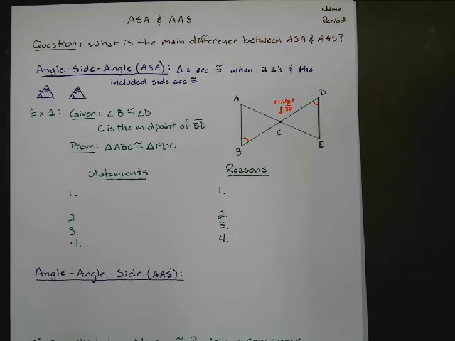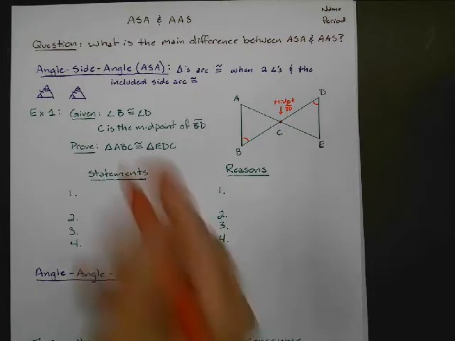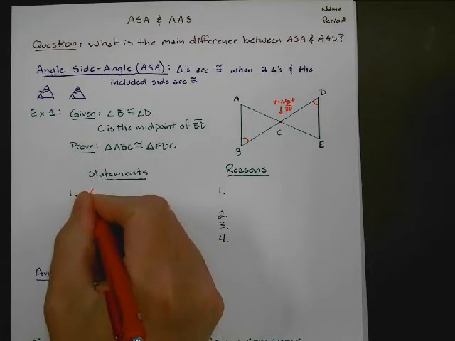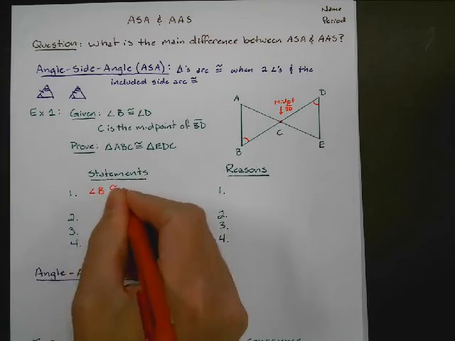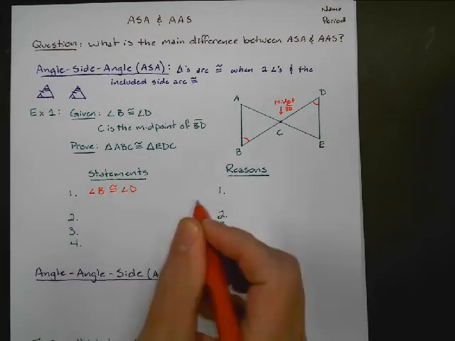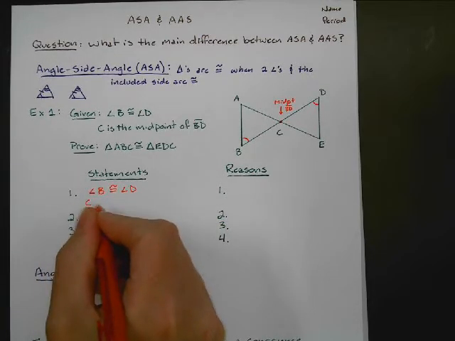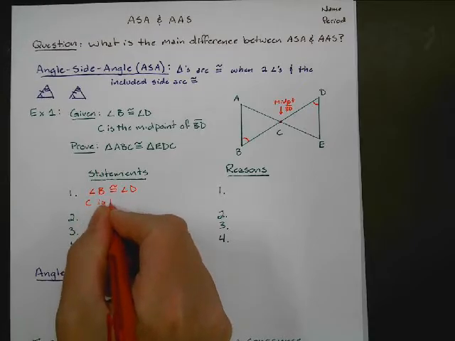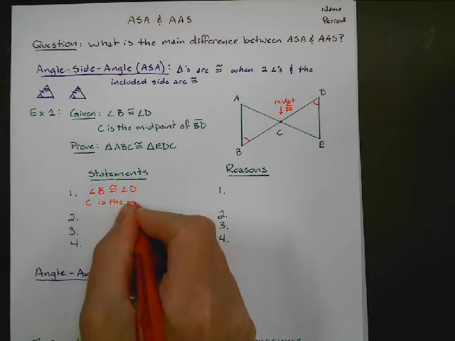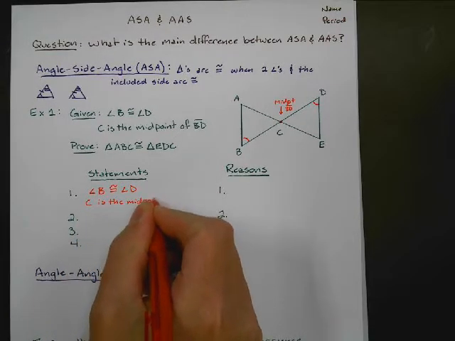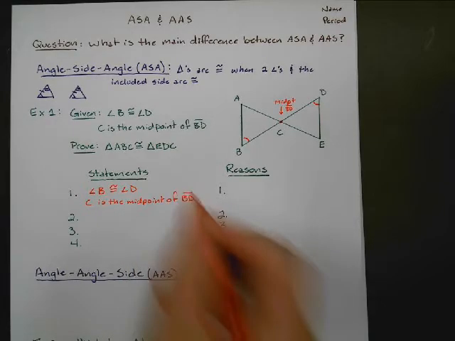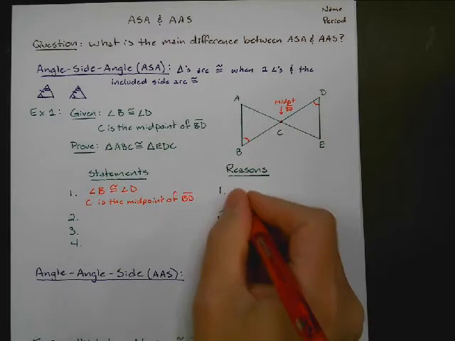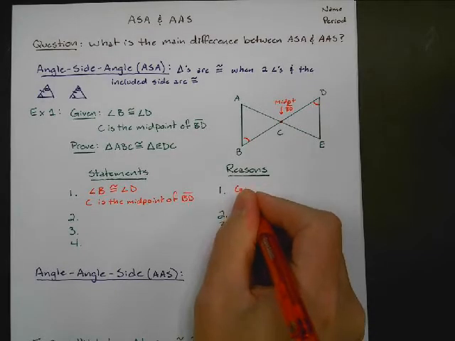All right, so the first thing we do with our proofs is we write down what they gave us. They gave us that angle B was congruent to angle D, and they said that C is the midpoint of BD. That's what they gave me, so the reason is it was given.